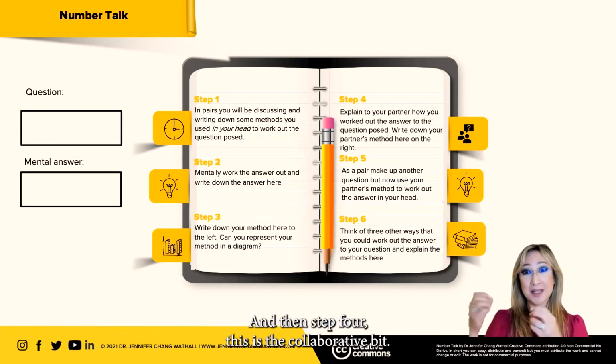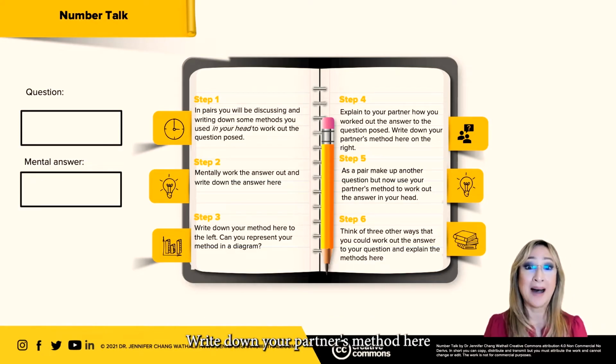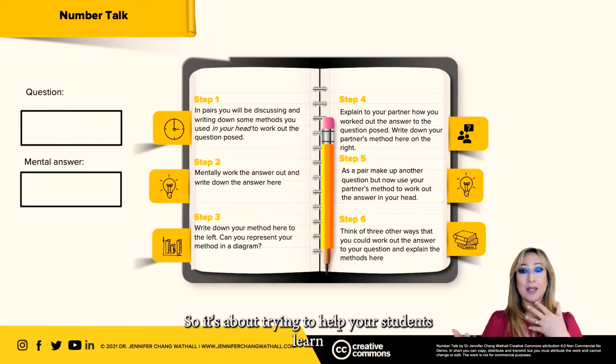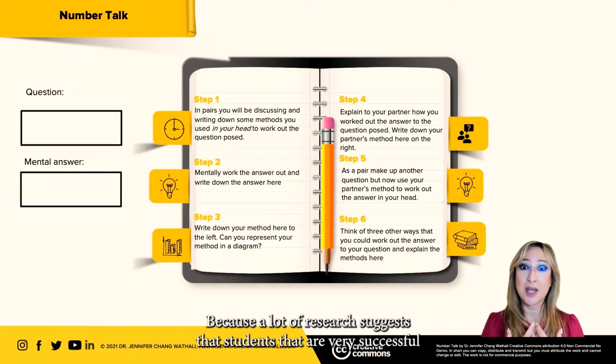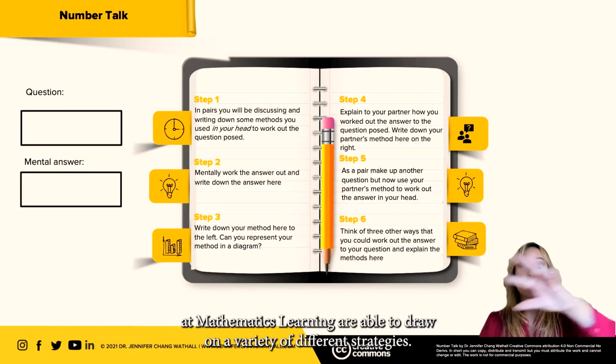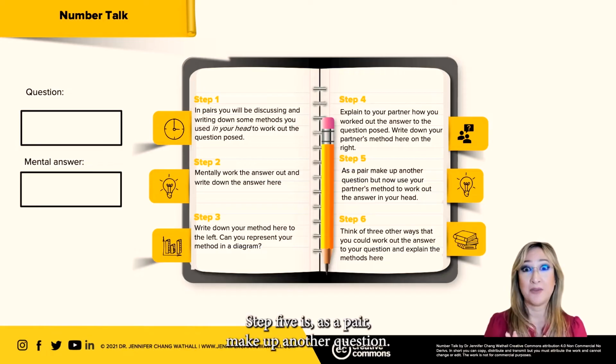And then step four, this is the collaborative bit. Explain to your partner how you worked out the answer to this question posed. Write down your partner's method here. So it's about trying to help your students learn other strategies and different strategies that are different to their own. Because a lot of research suggests students that are very successful at mathematics learning are able to draw on a variety of different strategies.